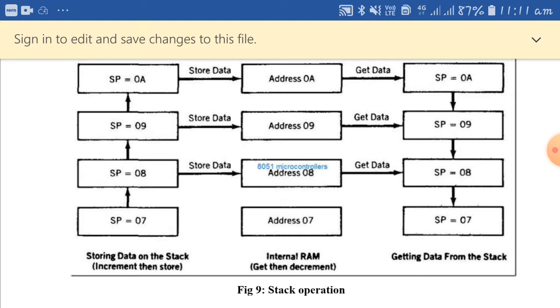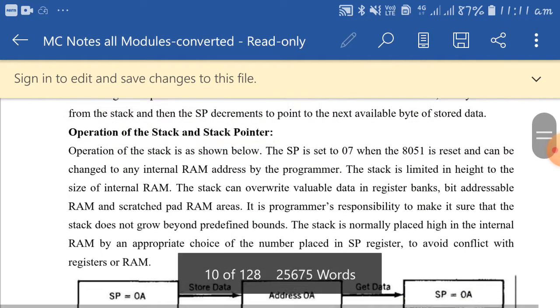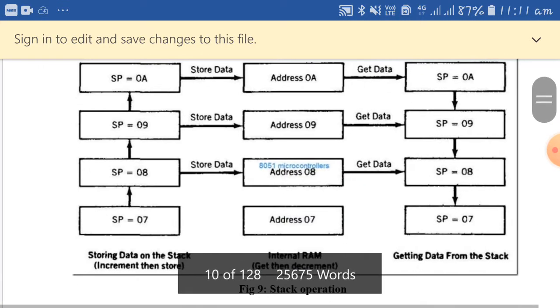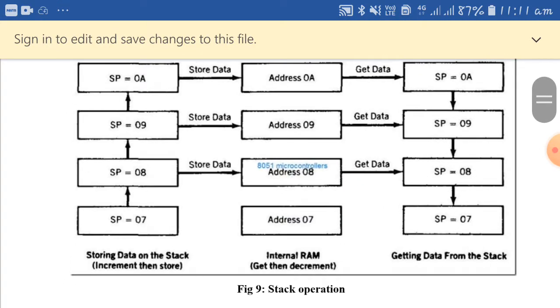Once you start storing the data by using the push instruction, it is going to store the data into the next address location. That means first it is incremented by 1. I explained here the operation of the stack. It is incremented by 1. Next, SP becomes 08 of your internal RAM address, and in that RAM location your first data is going to be stored.